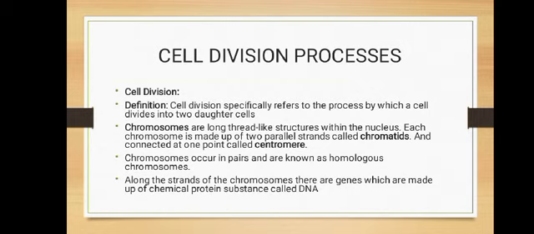Along the strands of the chromosome, there are genes which are made up of a chemical substance called DNA. So in that chromosome, along its strand, we have some chemicals which are protein in nature. These chemicals are called genes. And whenever we talk about genes or genetic materials, we mostly refer to the DNA. So the DNAs are along the strands.